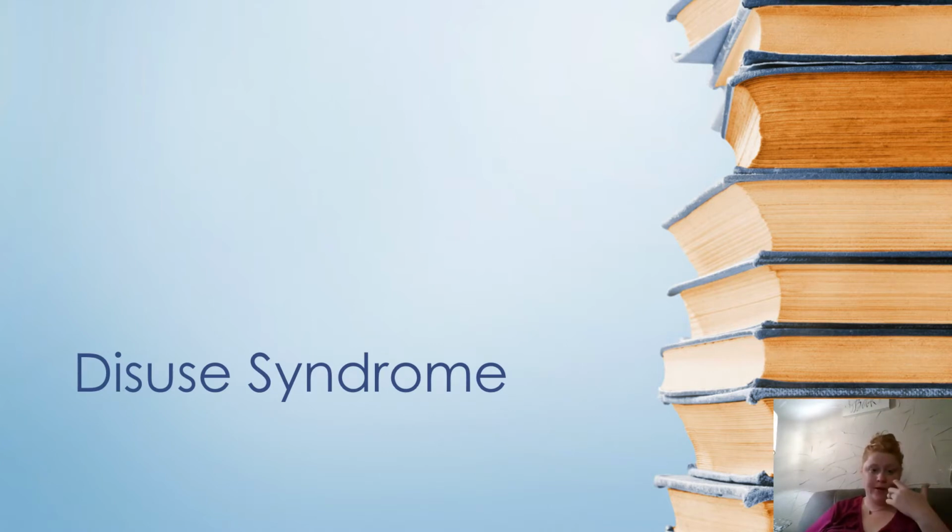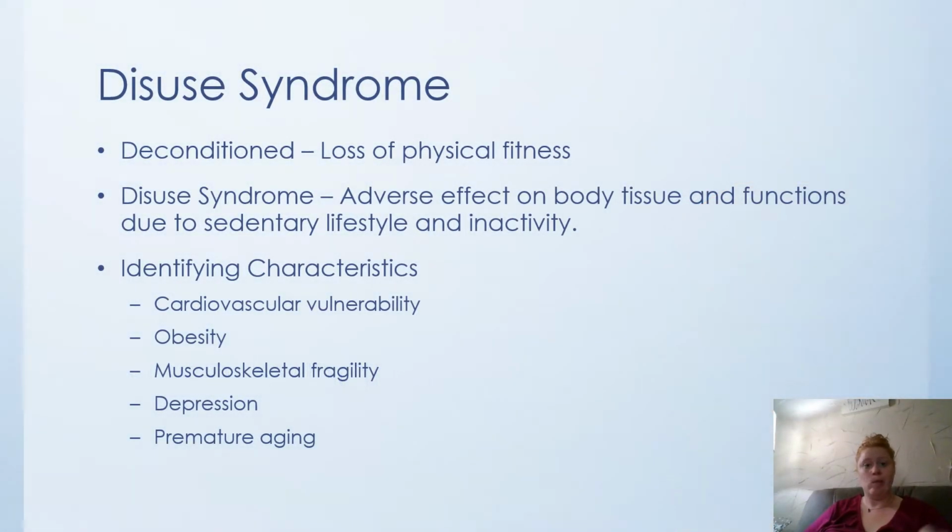First one we're going to talk about is disuse syndrome, and it is really short and a very simple syndrome. Disuse syndrome is where the body is deconditioned and it's kind of a loss of physical fitness. It has adverse effects on the body tissue and functions, and it's due to sedentary lifestyle and inactivity. Basically, disuse syndrome, if you don't use it, you lose it. So, if I don't use my muscles, then I lose them.